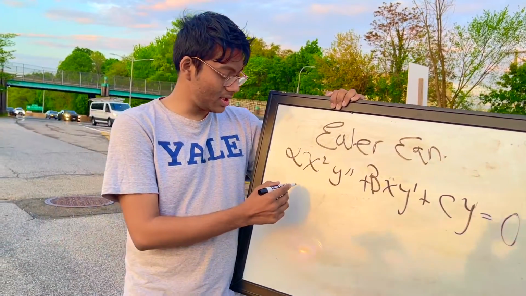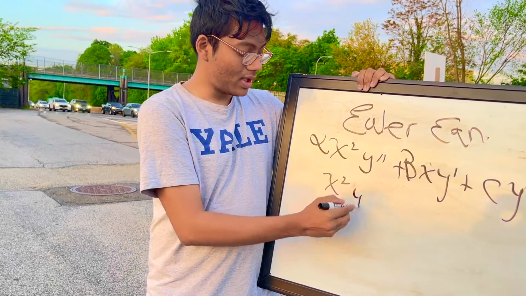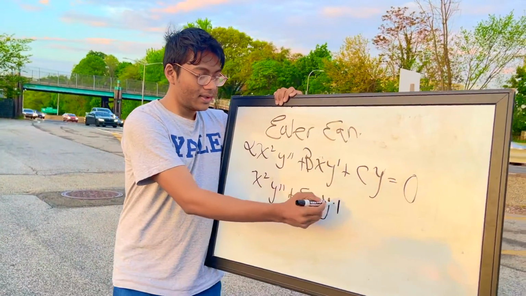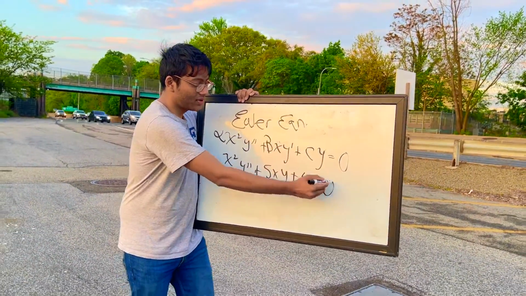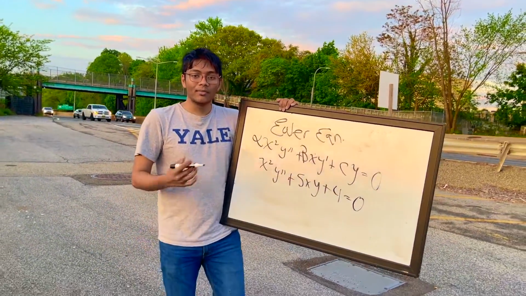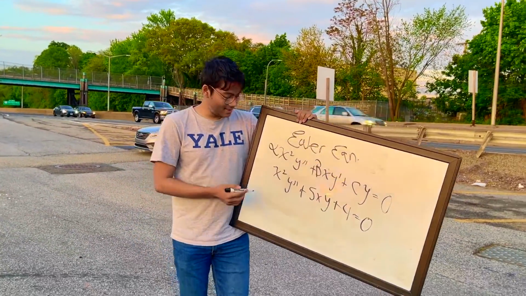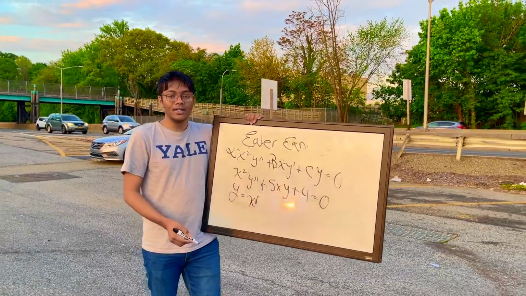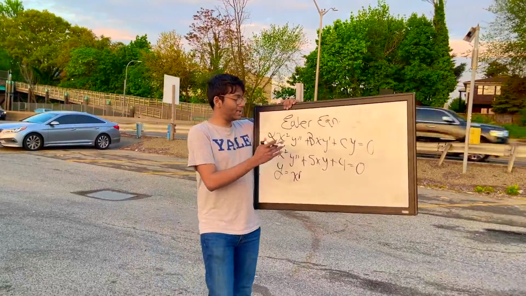So now how can we solve this Euler equation? Well, we're going to first substitute y equals x to the r. Let's go ahead and write out our example: x squared y double prime plus 5x y prime plus 4y equals 0. So the first step in solving this is to substitute in x to the r for y, and differentiate y to get r x to the r minus 1.